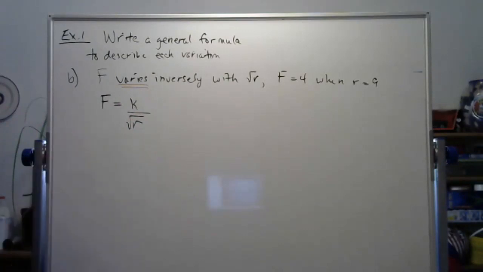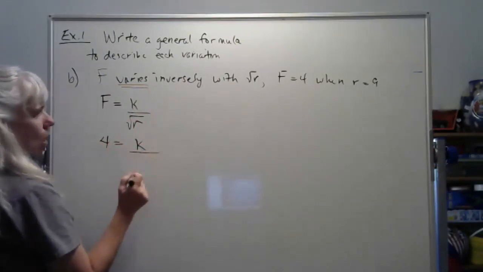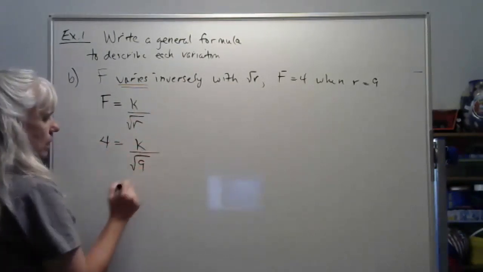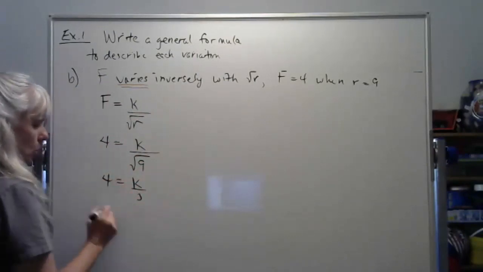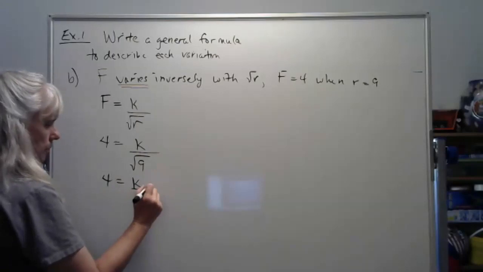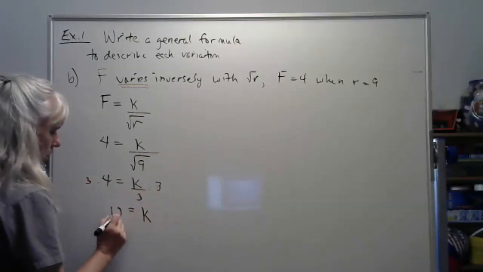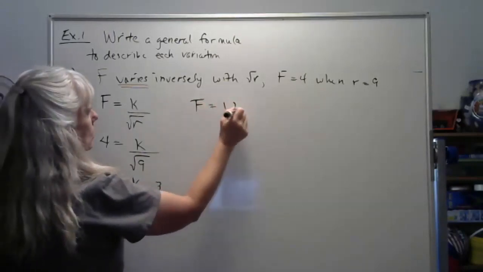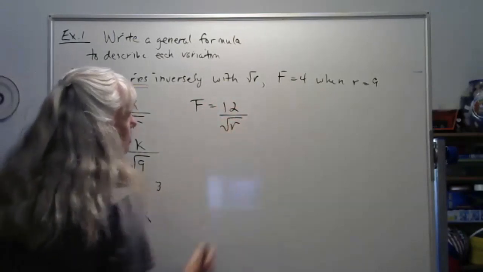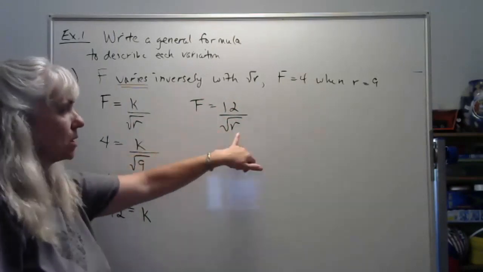Then we'll plug in our set of numbers. Now we know that F is 4 when R is 9, so that would be the square root of 9. Now we just have to solve for K. The square root of 9 is 3, so we'll multiply both sides by 3, and we end up with K equal to 12. So the final answer is F is equal to 12 over the square root of R. Ideally, if you give me a value for R, I can tell you a value for F, or if you give me a value for F, I can tell you what R is.